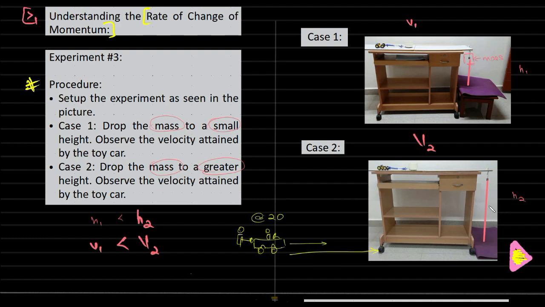In the same way here, because the height was less, the car got pulled for only this much length. While in the second case, the car got pulled for a longer length, meaning more time. And so it attained more velocity, and that's why we saw the velocity difference.